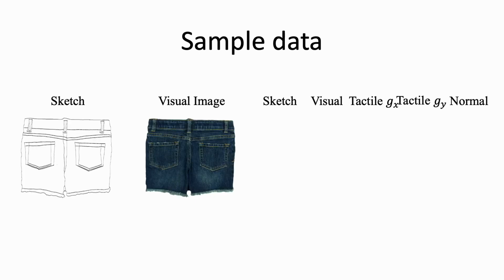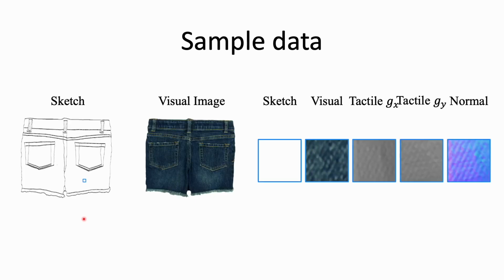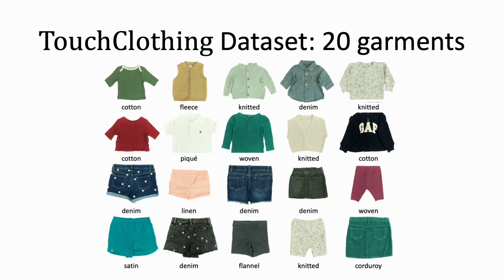Here's another material to show different textures. Our dataset contains 20 garments in total, covering various fabrics commonly seen in the market, such as denim, corduroy, linen, fleece, and knitted materials. We also cover diverse object colors and shapes, such as shirts, vests, sweaters, pants, shorts, and skirts.